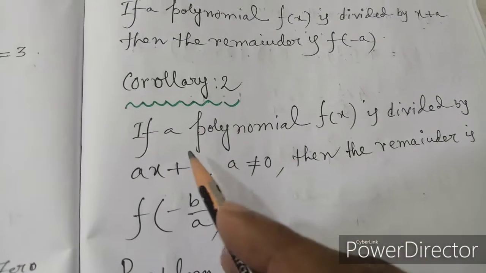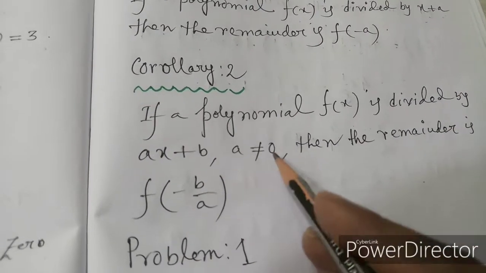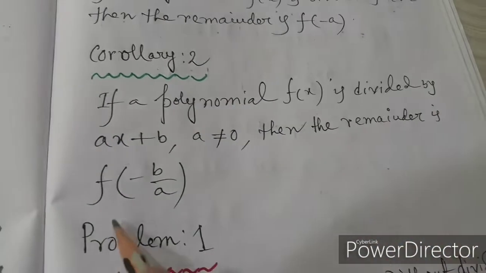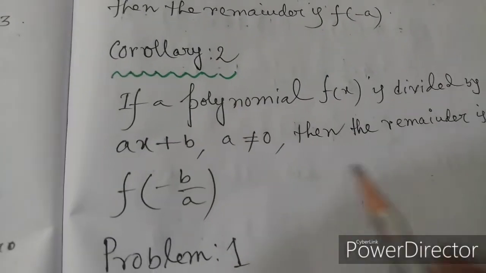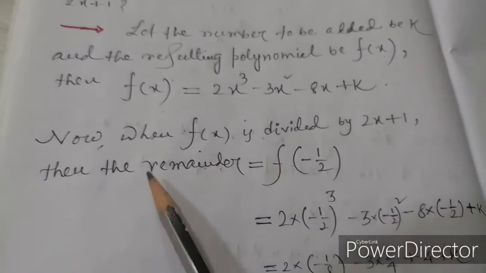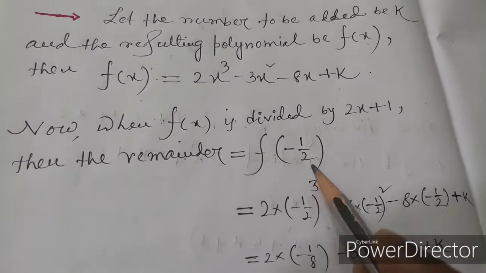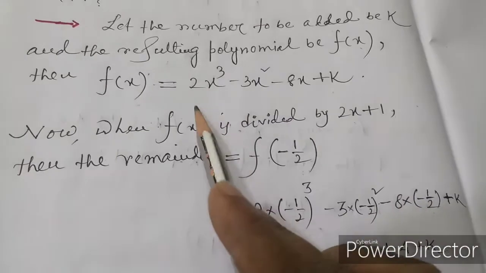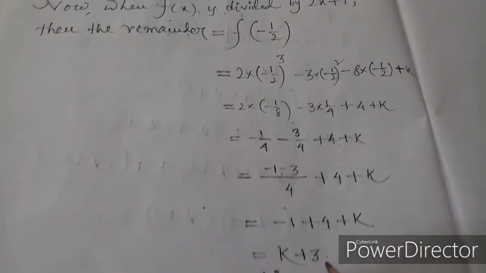See this corollary. If a polynomial f(x) is divided by ax plus b, where a is not equal to 0, then the remainder is f of minus b by a. Sure. So by this corollary, we get this result. That is, when f(x) is divided by 2x plus 1, the remainder should be f of minus half. Since f(x) equals this one, f of minus half should be this one. So after calculating, we get k plus 3.